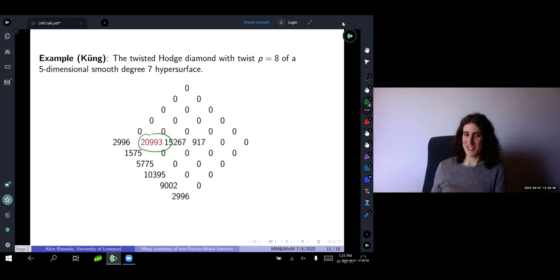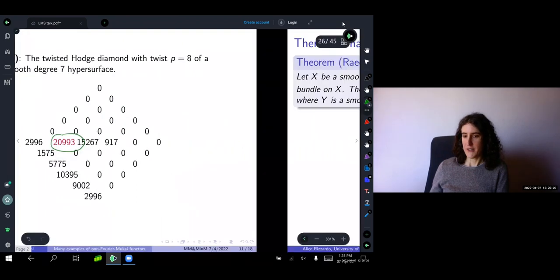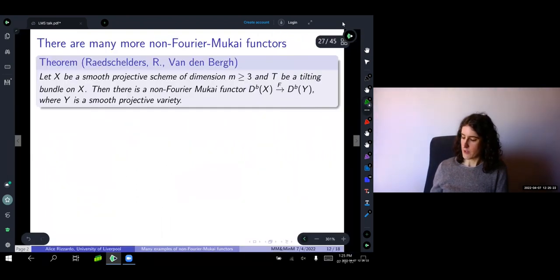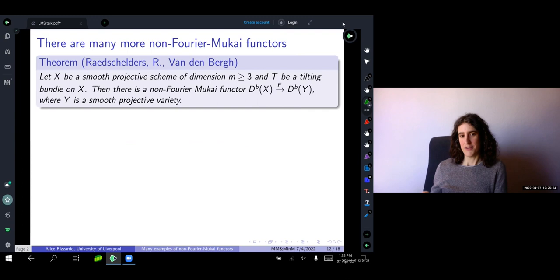This is the kind of thing that visually tells you, oh, okay, maybe that's true. Okay, and so let me go back. That's my student's result, so I don't want to talk about it too much. So let me go back to our result.